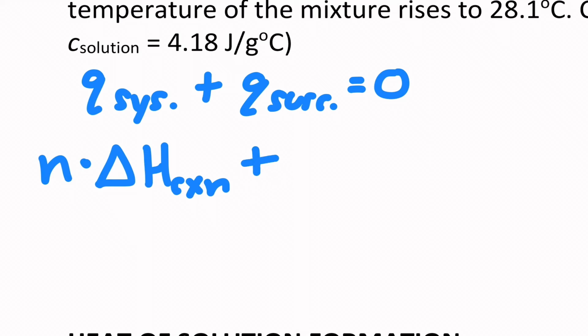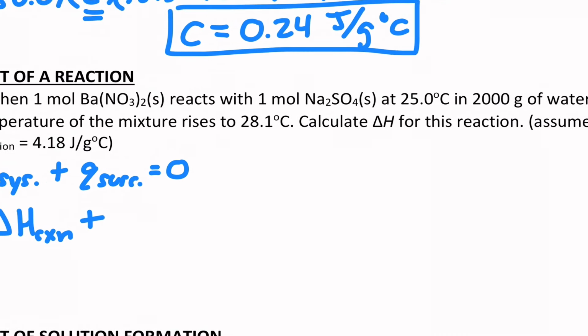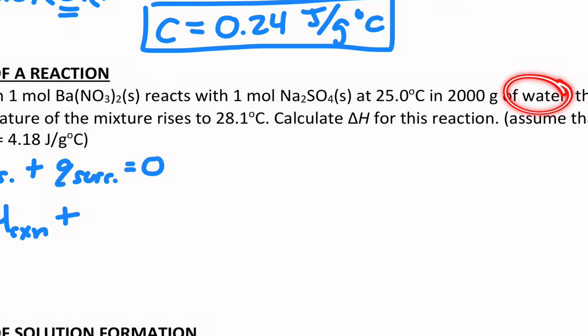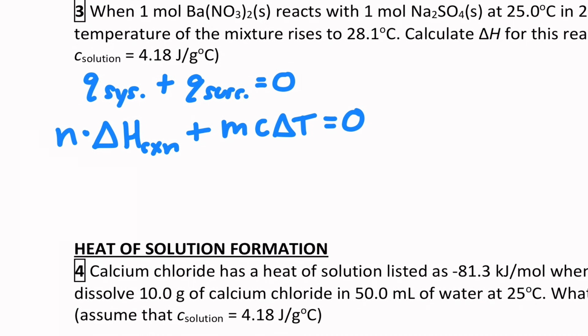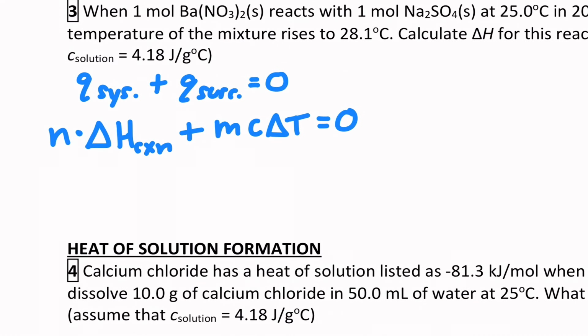And then I add this to the surroundings. The surroundings is the reaction mixture. In this case, it's the water plus these originally soluble compounds that get mixed in. So we're going to have a temperature change of the resulting solution. So I can just write MC delta T. So then that means my n delta H is equal to negative MC delta T.